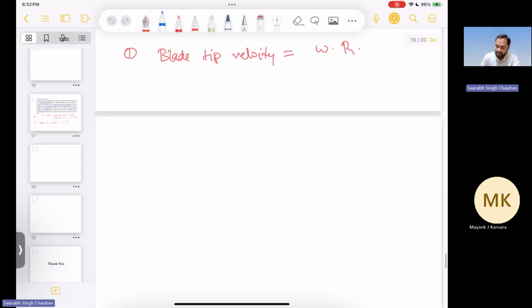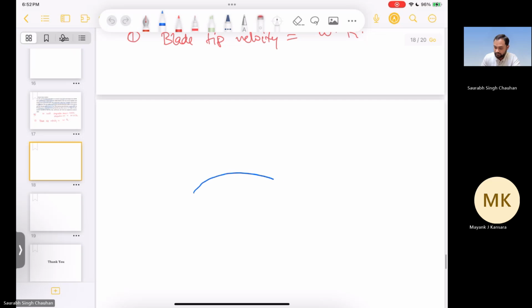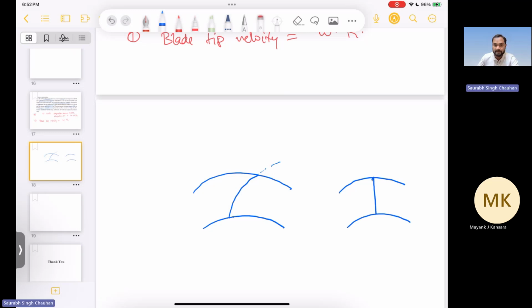So first, I think I should make a diagram. So this is your blade. If it is backward facing, then it will be something like this. And it is saying that it is radial at impeller exit. So actually it should be something like this. Anyways, we will see.